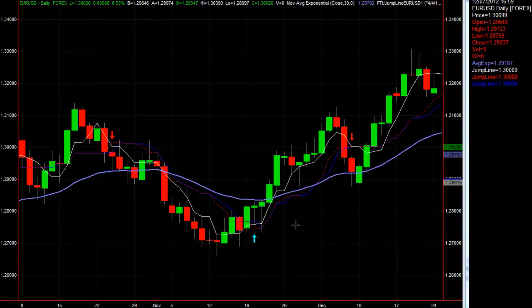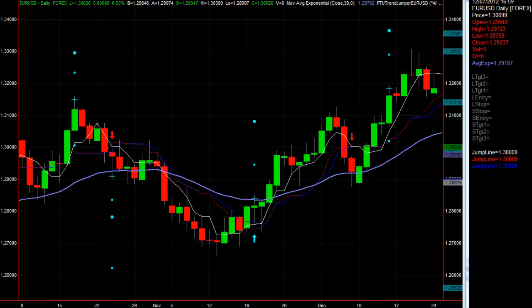This light purple line is the 30 exponential moving average. Its sole purpose is to filter out some trades. Sometimes we'll get a crossover trade and it will butt up against or be in front of this exponential moving average. When that happens, the calculator is going to ignore the setup and we're not going to look for a trade. In fact, it's going to filter it out.